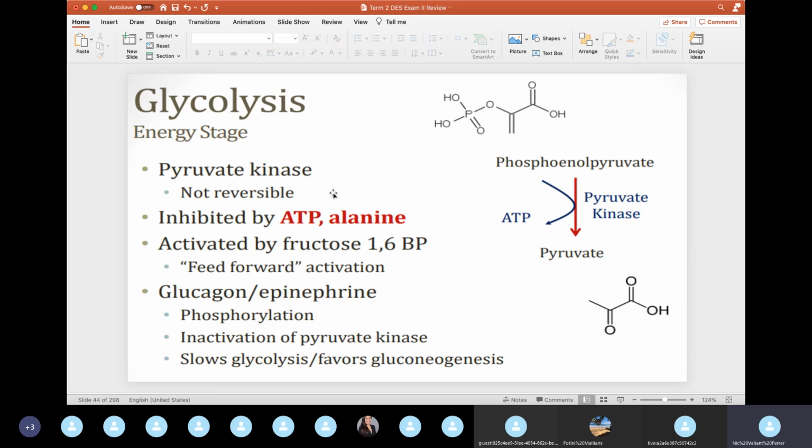Now, another thing with glycolysis is your energy stage, right? So your pyruvate kinase is the end point of glycolysis, from phosphoenolpyruvate to pyruvate. This is not reversible, right? So this is inhibited by your high energy molecules, your ATP and your alanine. This is also activated by a feed-forward activation of your fructose 1,6-bisphosphate.